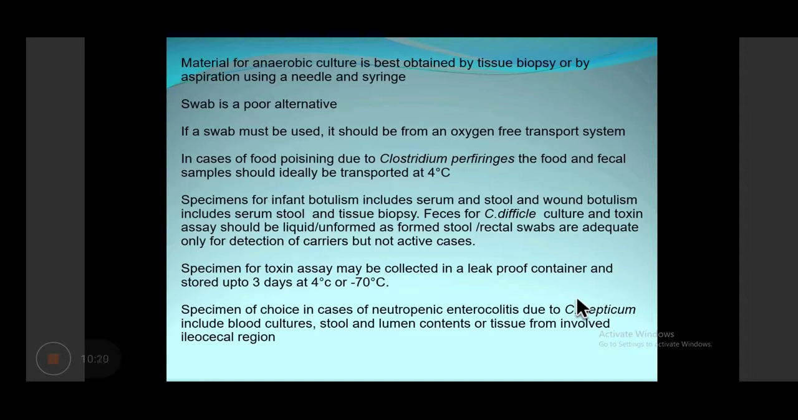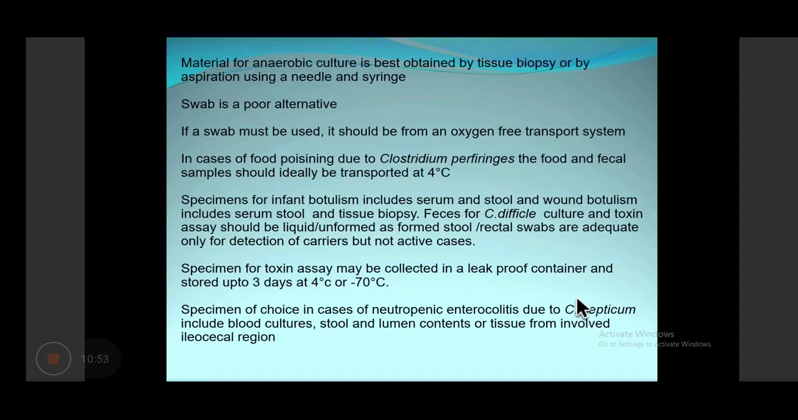So it can be used. It should be an oxygen-free transport system, or food or fecal sample, ideally transported at 4 degrees centigrade in case of poisoning by Clostridium perfringens. And serum, stool. In wound botulism, the samples are serum and stool or feces. For Clostridium difficile, culture and toxin assay. The specimen for toxin assay may be collected in a leak-proof container and stored for up to 3 days at 4 degrees centigrade only.